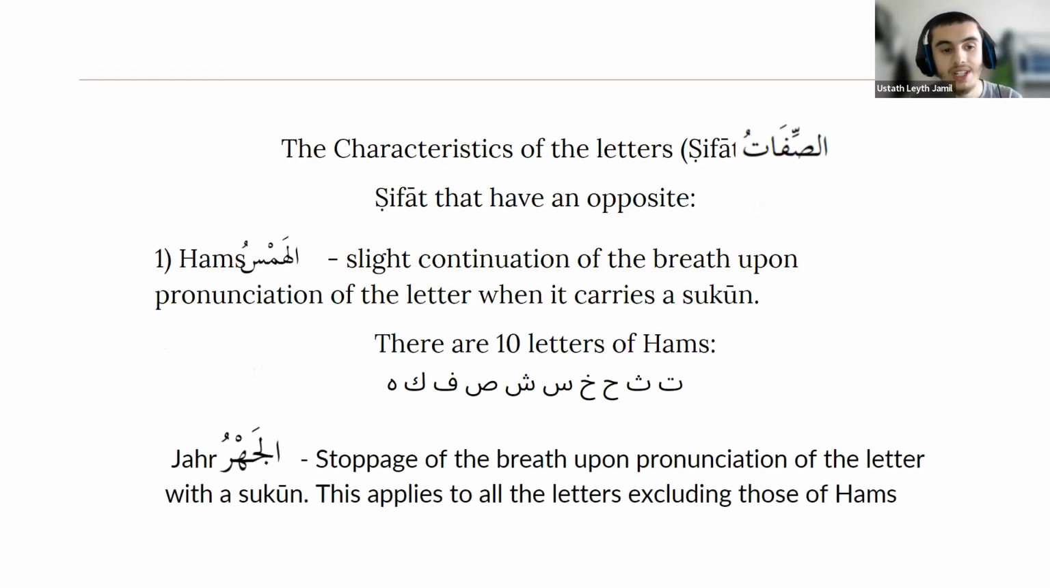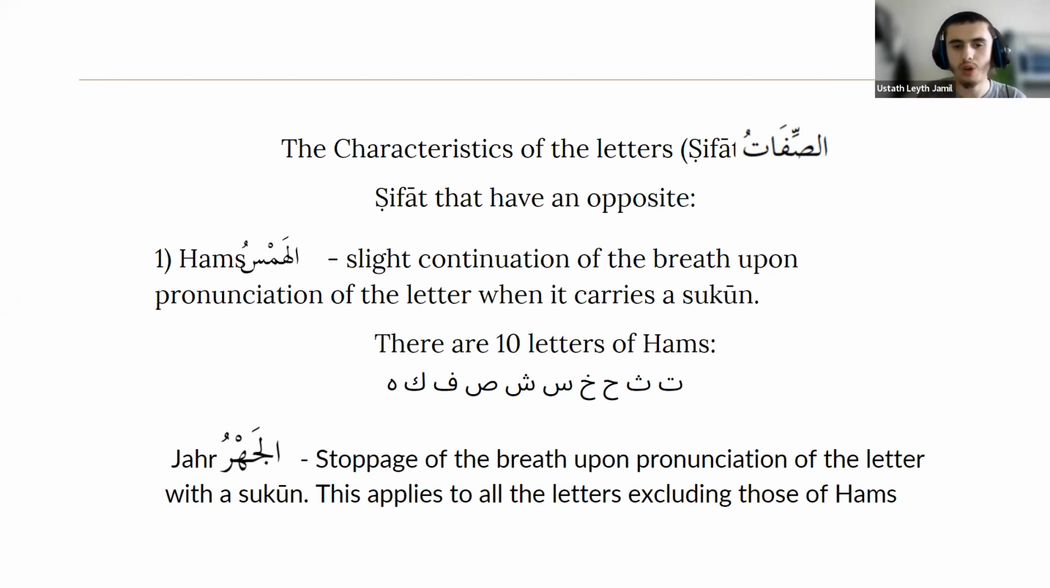So you've got the hams and you've got the jahr. The hams is a slight continuation of the breath upon pronunciation of the letter when it carries a sukoon. So the 10 letters of hams: ta, tha, ha, kha, sin, sheen, sad, fa, kaf, and ha. These are all the 10 letters of hams. So there's a slight breath, which it says here perfectly actually. It's a slight continuation of breath upon pronunciation of these letters.